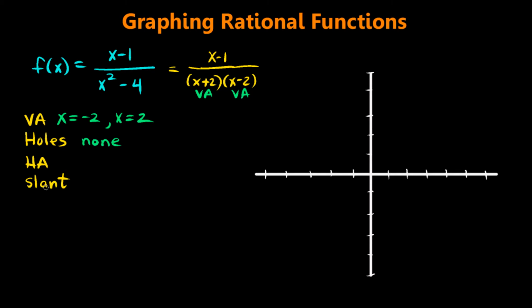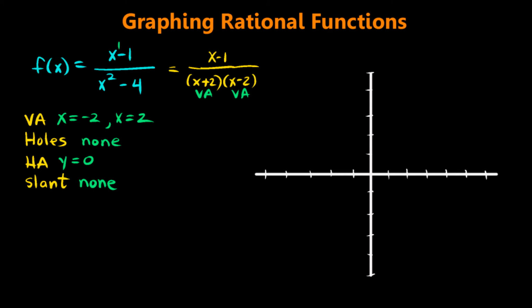Now for the horizontal or possibly the slant asymptote, I need to look at the degrees. The degree in the denominator is larger, so that means that the horizontal asymptote is y equals 0 and there will not be a slant asymptote.